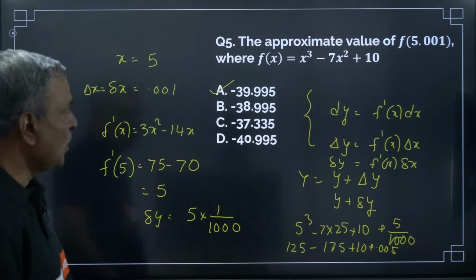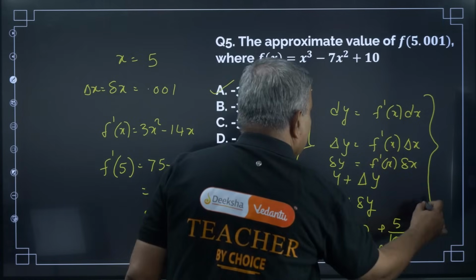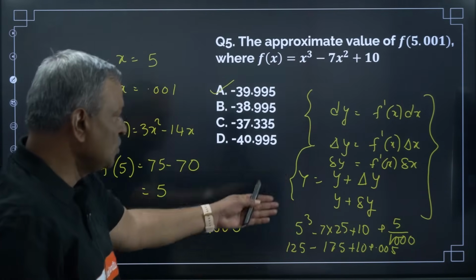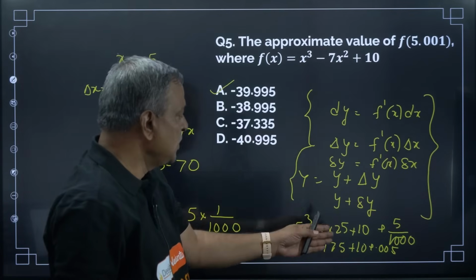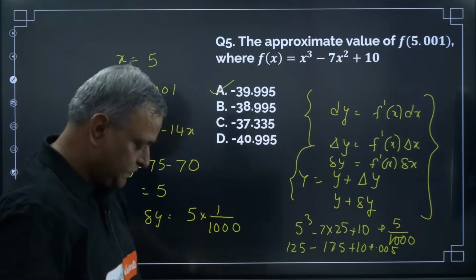So what is the concept here? This is the concept. Please remember, dy is equal to f dash x dx, delta y is equal to, or any form they write, you can know capital Y is y plus delta y. What is y? Straight away you put it.